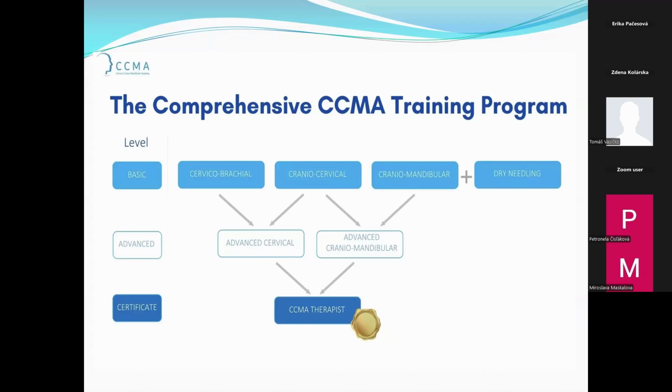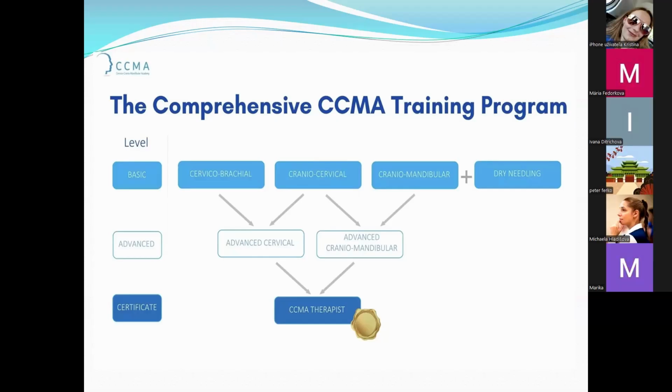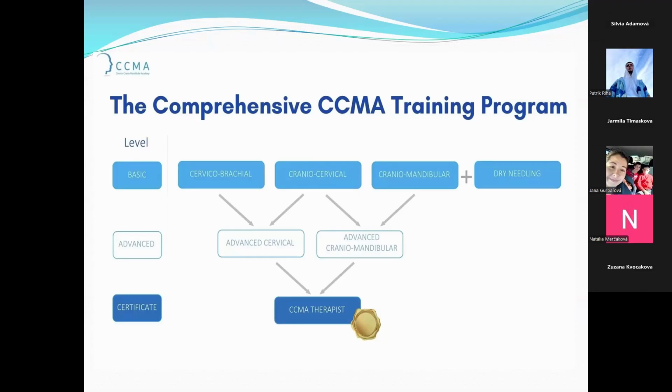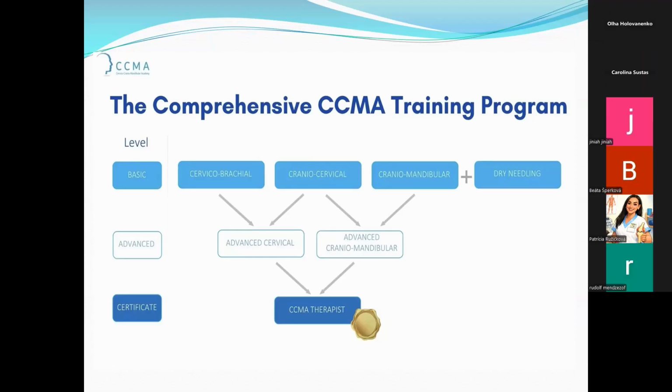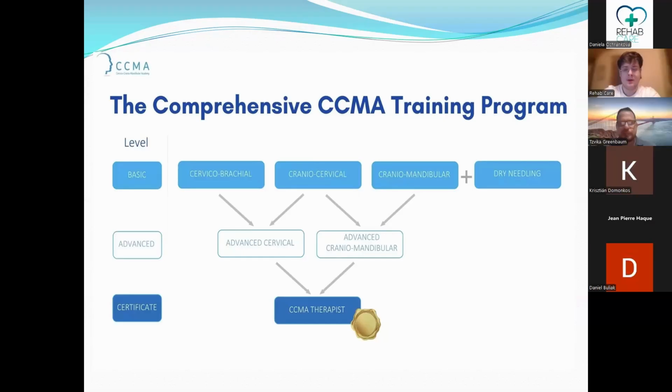We also have advanced training for the craniomandibular and for the cervical spine. This is more about complicated problems, some multi-factor problems, comorbidities, chronic problems, and that's also a course that we teach worldwide and also in Slovakia.